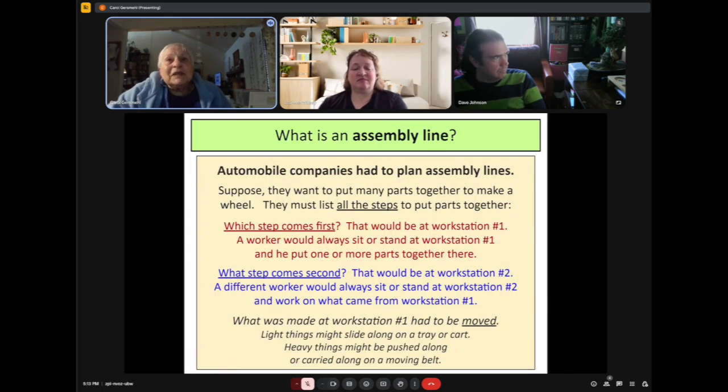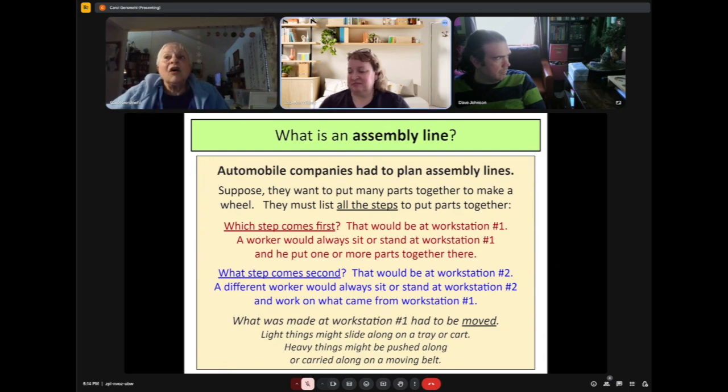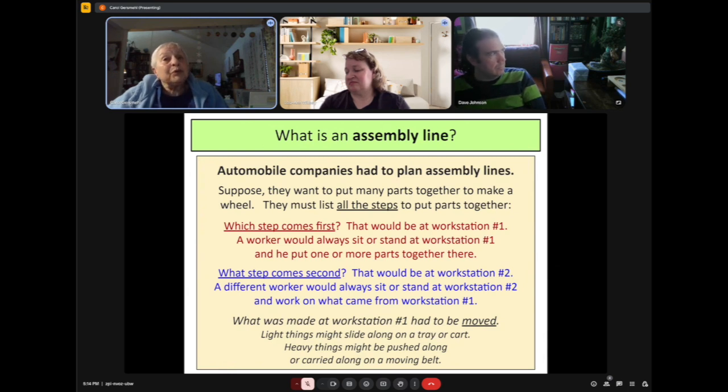What is an assembly line? Well, you've got to figure out how to put parts together by using a first step and a second step and a third step and so on. Once you decide on your first step, that gets done at workstation number 1, and a worker, one man or one woman, but it was usually men in the beginning, would sit all the time. He would stay at workstation number 1, and he would put a part together with another part there.